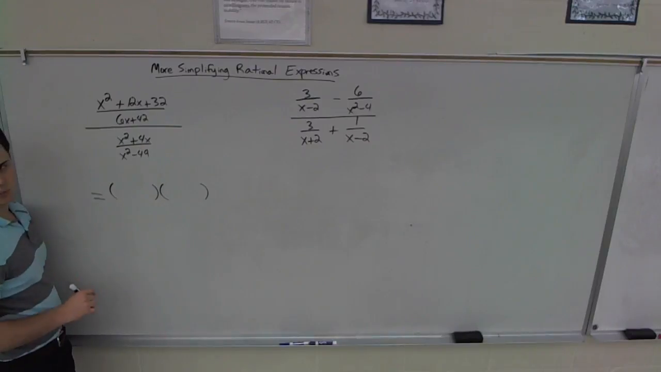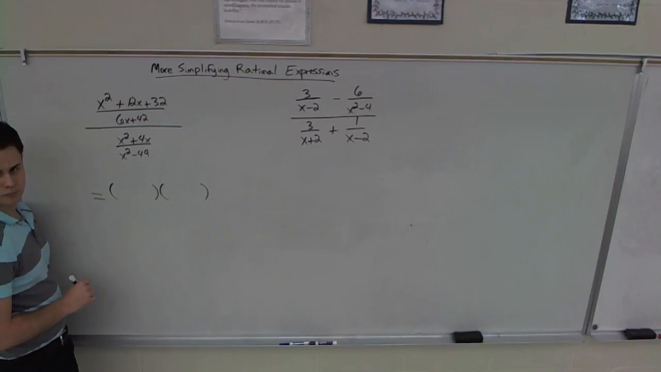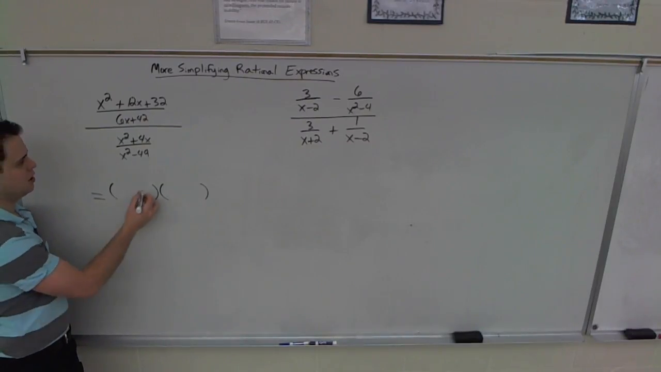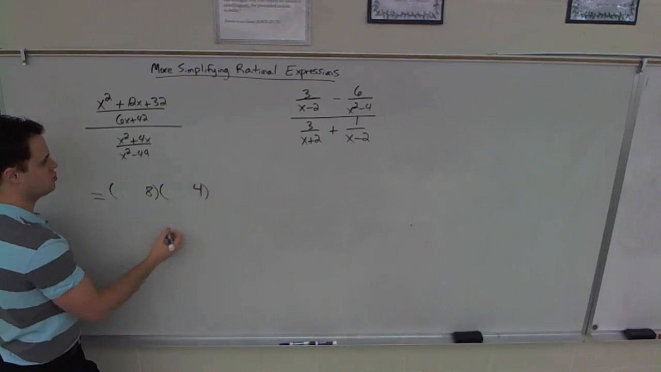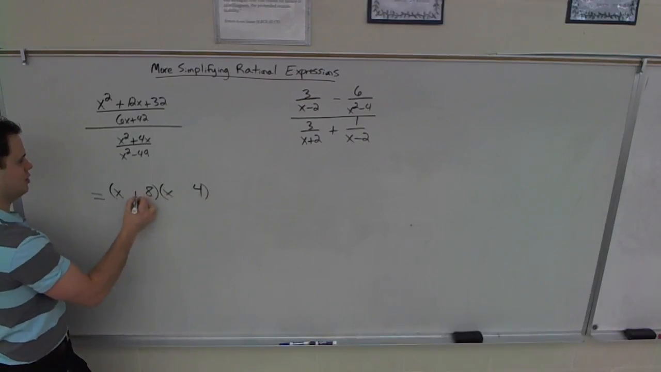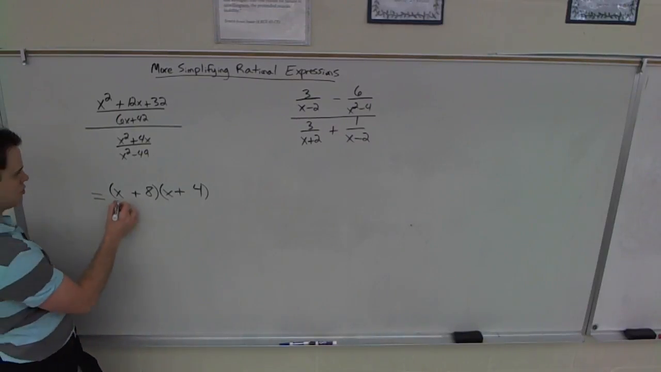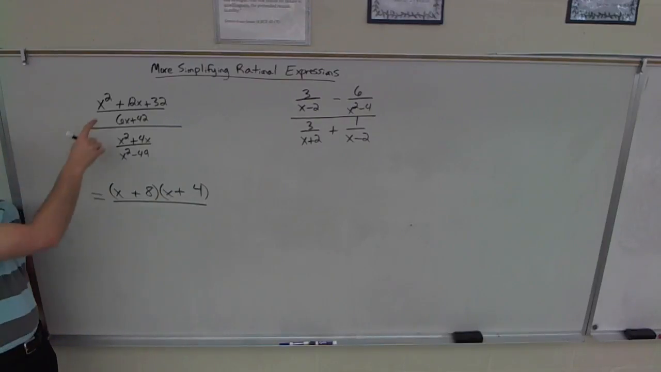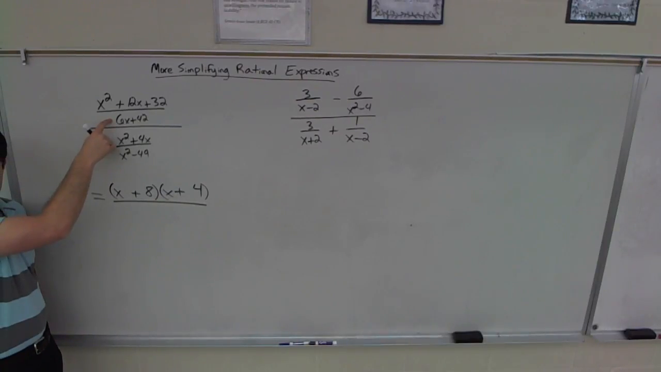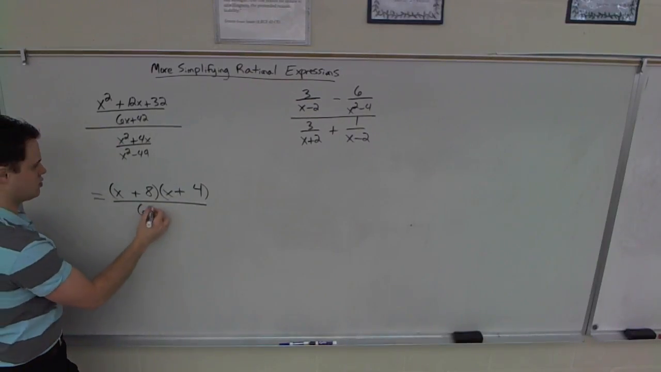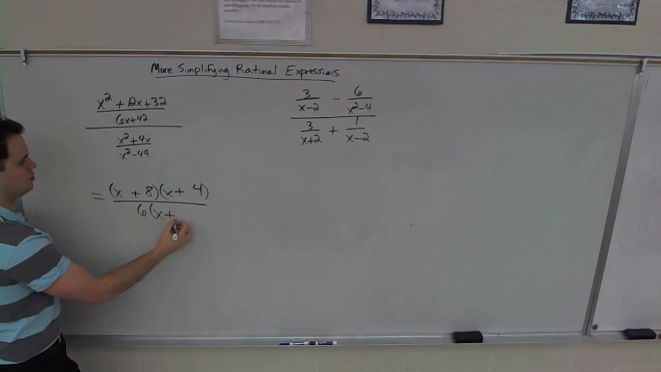What's this factor as? Help me out. 8 and 4. You guys are so quiet, Ashlyn. Speak up. I heard you, but no one else did. Is that right? 8 and 4 is 12 times 32? Yes. Okay, what about on the bottom? Can this be factored? They share 6. What's left is x and 7.